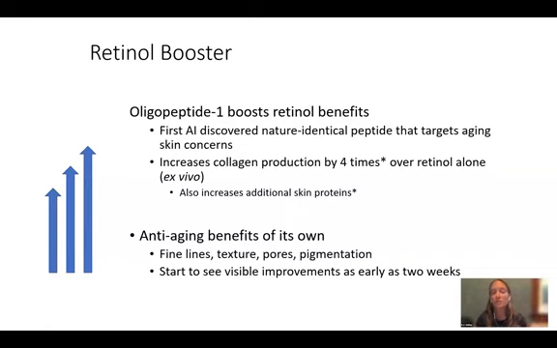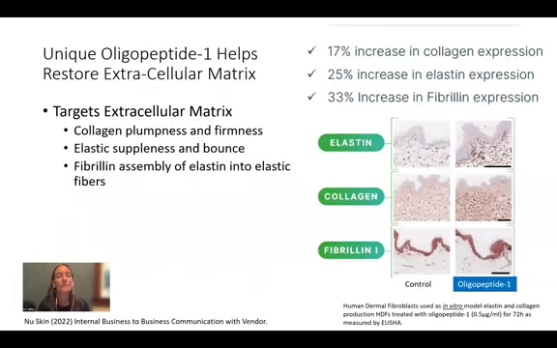And they also found some additional skin proteins that also had increases like fibrillin, and fibrillin is a precursor to elastin. But this oligopeptide 1 also has anti-aging benefits of its own. It can help with fine lines, texture, pores, and pigmentation. And you're able to see these results in as early as 2 weeks. So let's get into that just a little bit more.